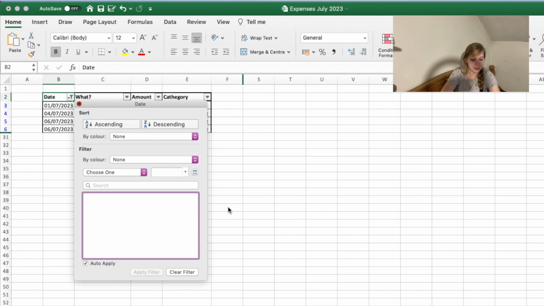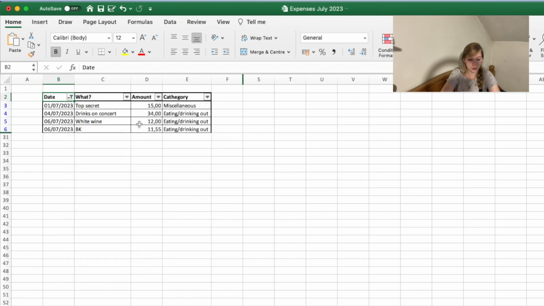Then 6th of July, two things, white wine and a Burger King, so we give the category eating, drinking out, 12 euro, 11.55, that was the usual first day after work.